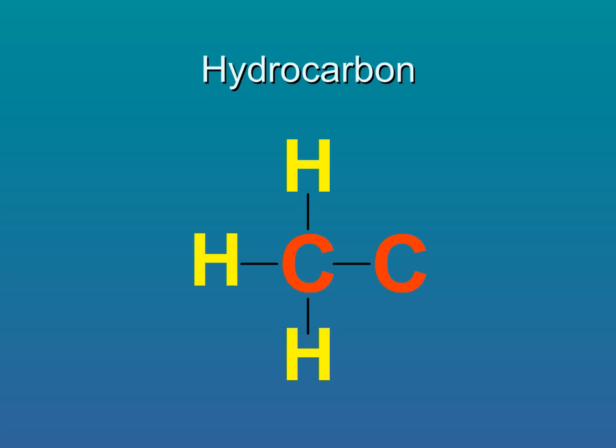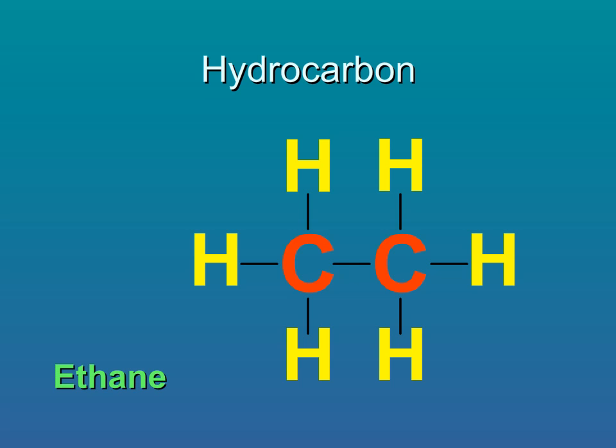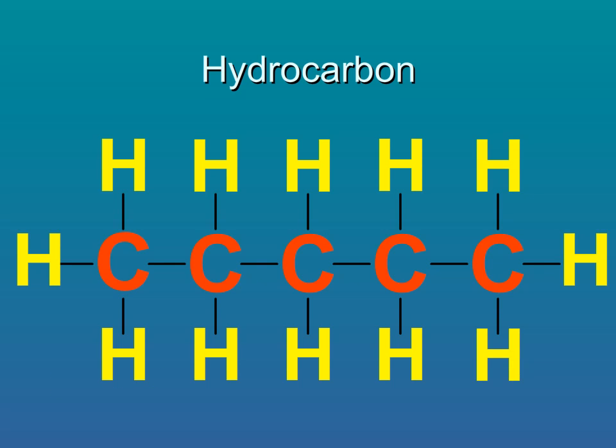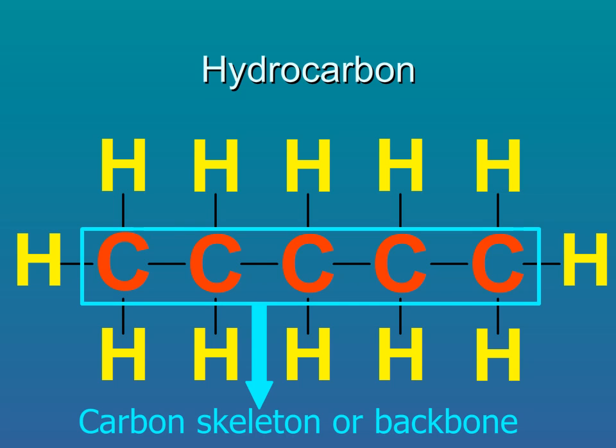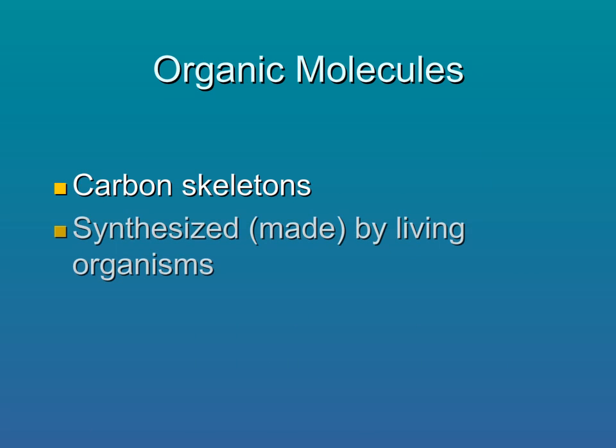Or we can add another carbon atom with hydrogens, and this is ethane. And we can keep adding carbons. As you can see, covalently bonded carbon atoms can form a backbone or skeleton that other atoms such as hydrogen can bond to. When we see molecules with carbon skeletons, they are likely to be organic molecules. Organic molecules are made by living organisms. In biology, we use a special word for the creation of molecules: synthesize.